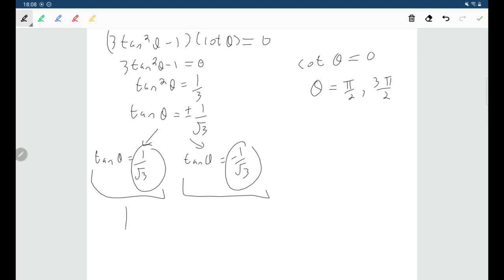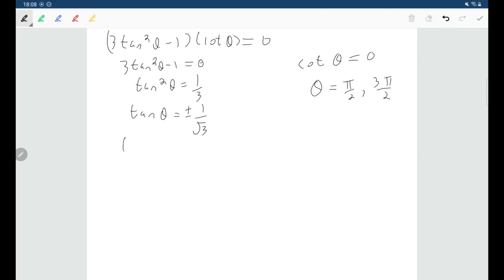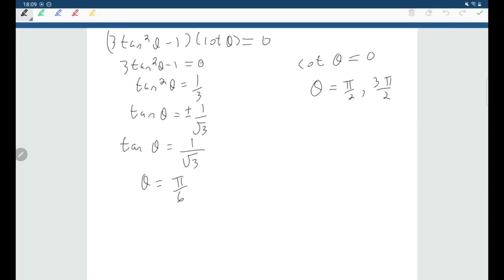So once I find the reference angle that gives me tangent of theta is positive root of a third, I can also use that to find where tangent of theta is negative root of a third. So let's look at both of these one at a time. Where is tangent of theta equal to positive root of a third? Well, if you're remembering from your special triangle, tangent being root of a third happens at pi over 6. That's one of the places where tangent has a value of 1 over root 3.